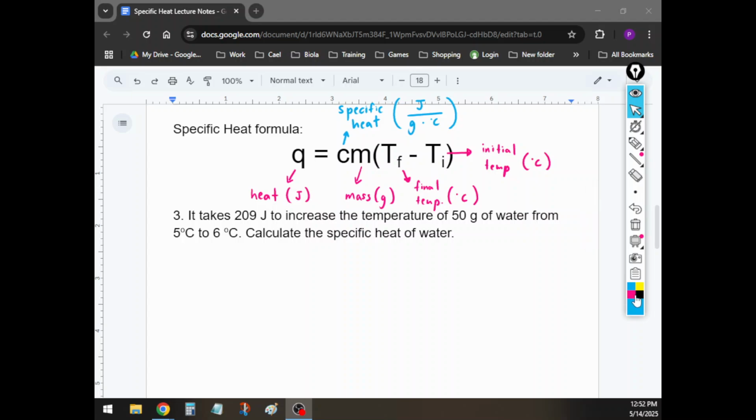So let's look at the problem, and I really recommend going through the problem because it's a little intimidating to read this and just try to decipher everything. Let's write it down. Let's pull out the numbers and label each variable that we have. So it says that it takes 209 joules. We know automatically joules is heat, so that's going to be Q. So Q is 209 joules.